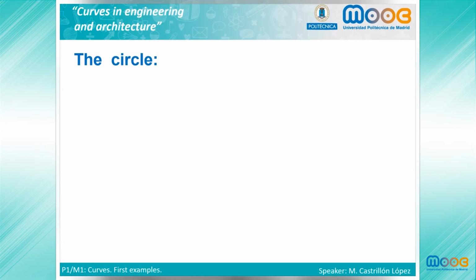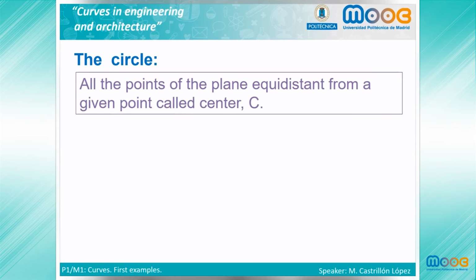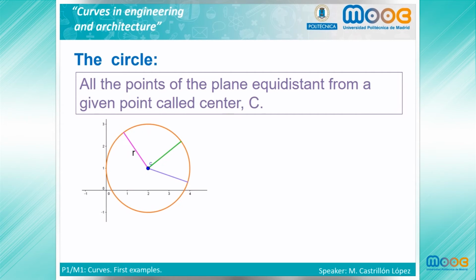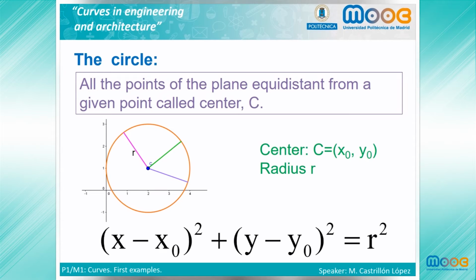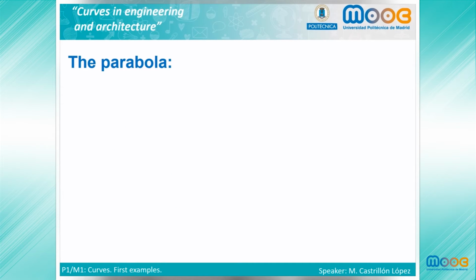Another curve that can be considered in this way is the circle, that is, the set of all points of the plane at equal distance r to a point called the center. If the center has coordinates x0, y0, then the implicit equation is the one you have at the bottom of the screen. We will recall later that this curve is not the graph of a function of one variable.